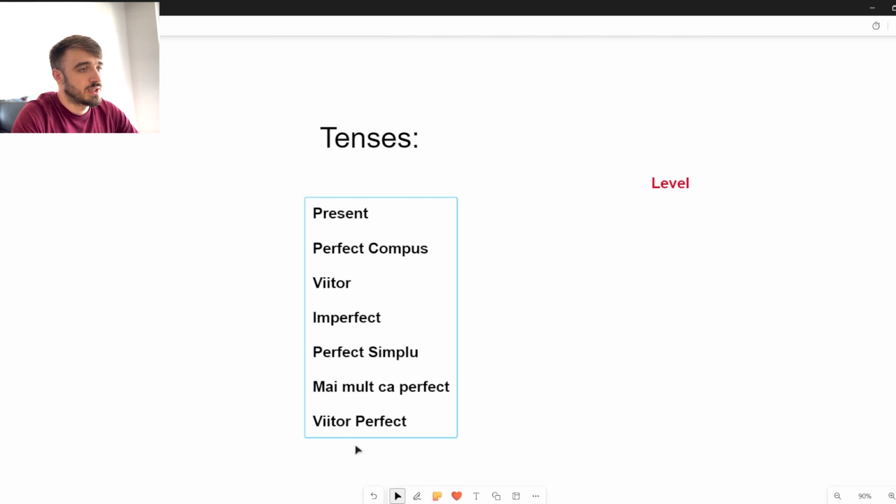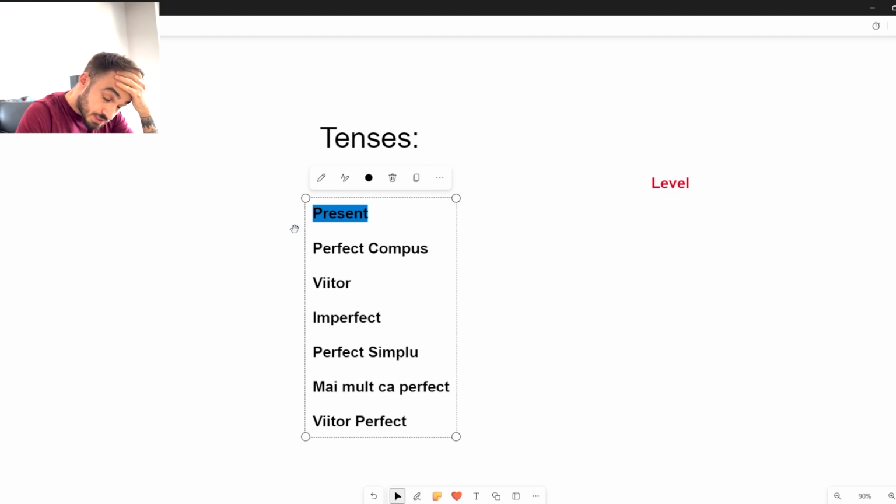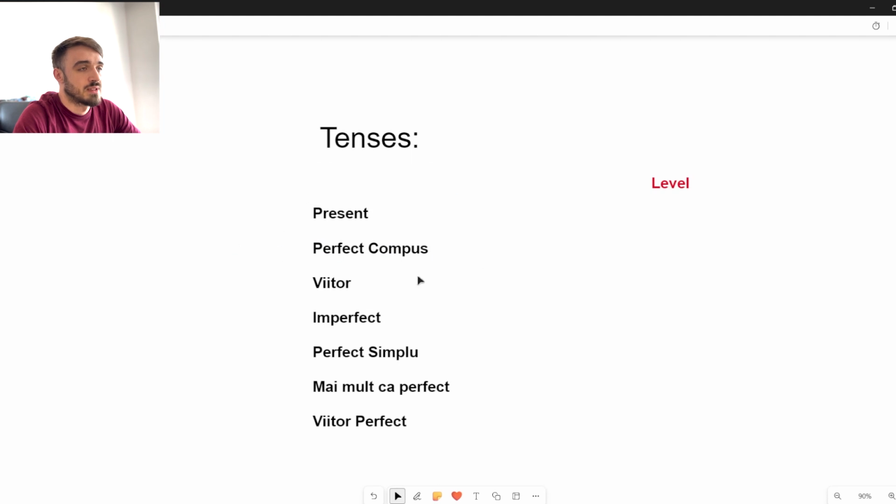So, here on the left you have all the tenses in Romanian. If you watched the present tense verbs video, you know that there is no present continuous. There's just one present, aka present simple, in Romanian. Then you have perfect compus, which is basically the standard past, if you want. The future, viitor, with its two forms at minimum. The simple future, if you want, in English. The imperfect, which is either "used to" or the past continuous in English.